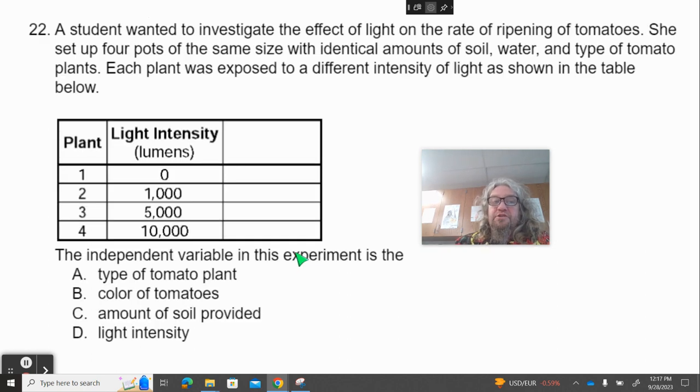22. A student wanted to investigate the effect of light on the rate of ripening tomatoes. She set up 4 pots of the same size with identical amounts of soil, water, and type of tomato plant. Each plant was exposed to a different light intensity as shown in the table below. The independent variable in this experiment is A, the type of tomato plant, B, the color of tomatoes, C, the amount of soil provided, or D, light intensity.